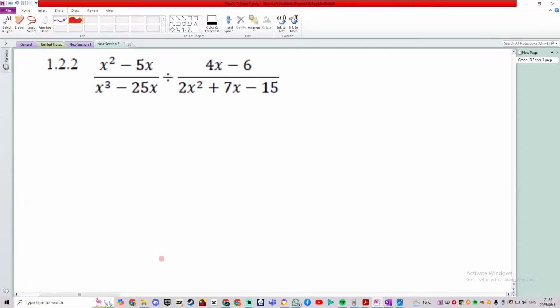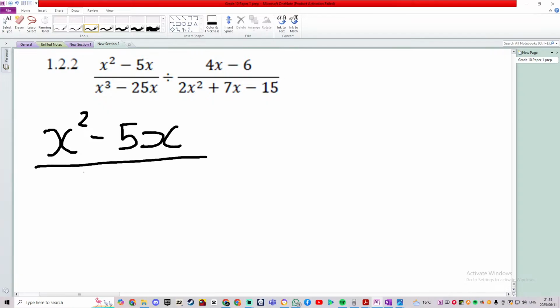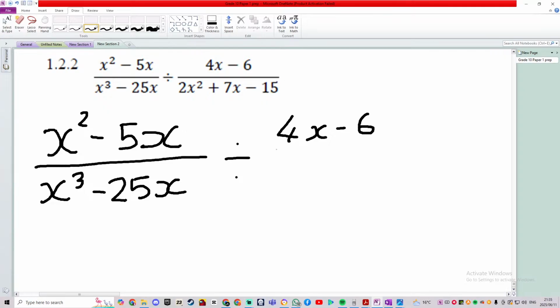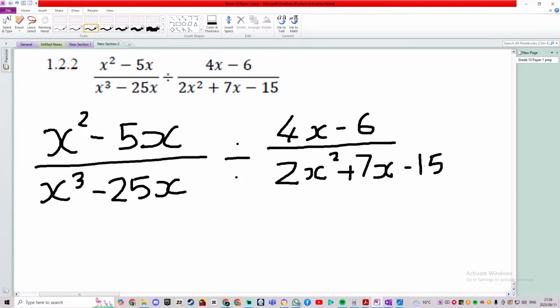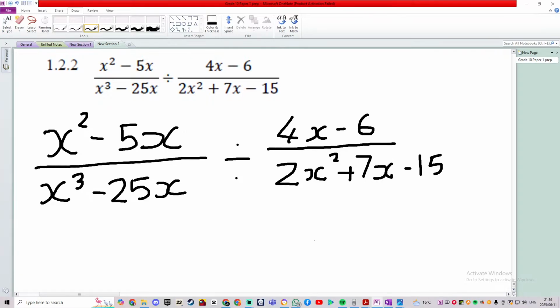So we have this over here. I remember most of you guys lost marks in this. We have x squared minus 5x over x cubed minus 25x, divided by 4x minus 6 all over 2x squared plus 7x minus 15.